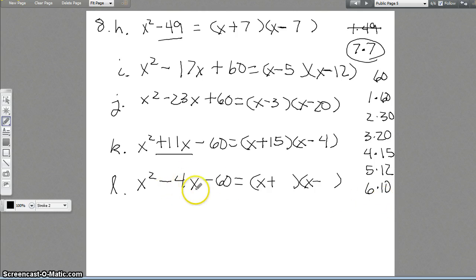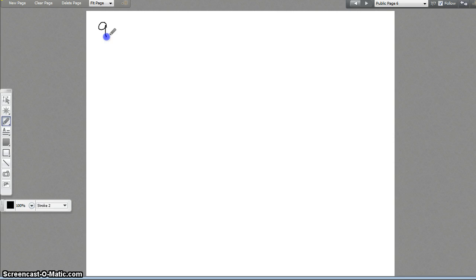Now, our middle term is negative. That means our bigger number has to be negative. 10 is our bigger number, so we make 10 our negative and we make 6 our positive. Now, positive 6 times negative 10 is negative 60, and a positive 6 plus a negative 10 will give us a negative 4. So that's how we work out x squared minus 4x minus 60. And this is just like number 15 that I assigned for homework. Now we're going to move on to number 9.